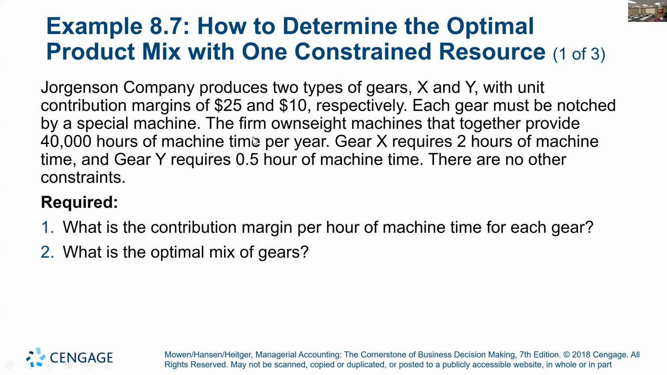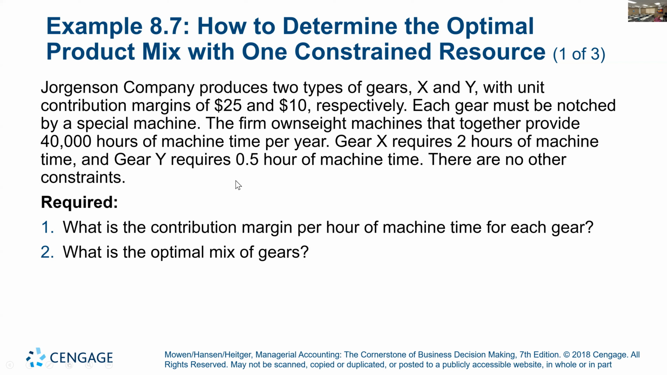So we produce two types of gears, X and Y. X has a contribution margin of 25. Y has a contribution margin of 10. Each gear must be done by a special machine. We only have 40,000 hours of gear time. Gear X needs 2 hours and gear Y requires a half an hour.